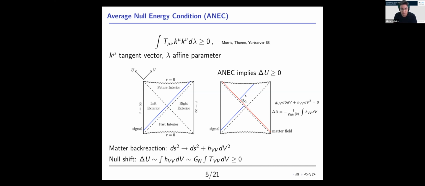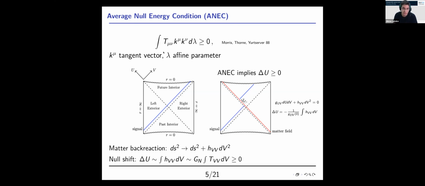The signal never makes it to the right boundary. And from this analysis, we can see that to have a traversable wormhole, I would need some matter field with negative energy, in such a way that delta U would be negative.